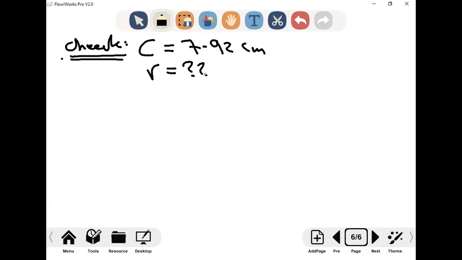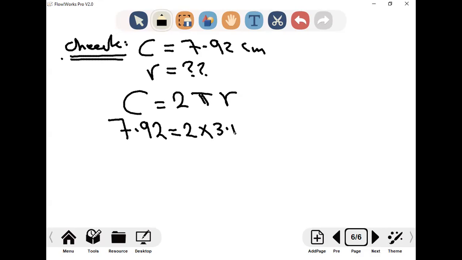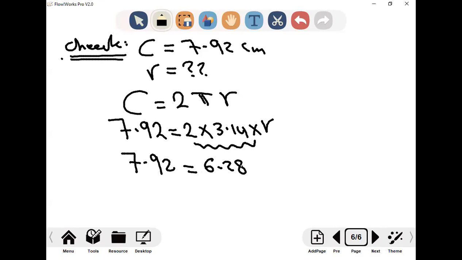So here C equal 2 pi R. See how much? 7.92 equal. The 2 comes down. Multiply the pi, 3.14. Multiply means the radius. Right? Now multiply 2 by 3.14. Just to simplify, you multiply these two numbers. 7.92 equal 2 by 3.14, 6.28, and the R comes down.